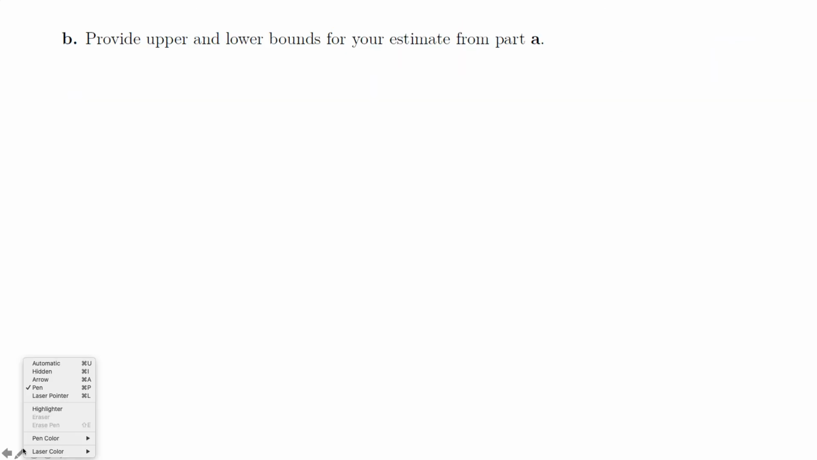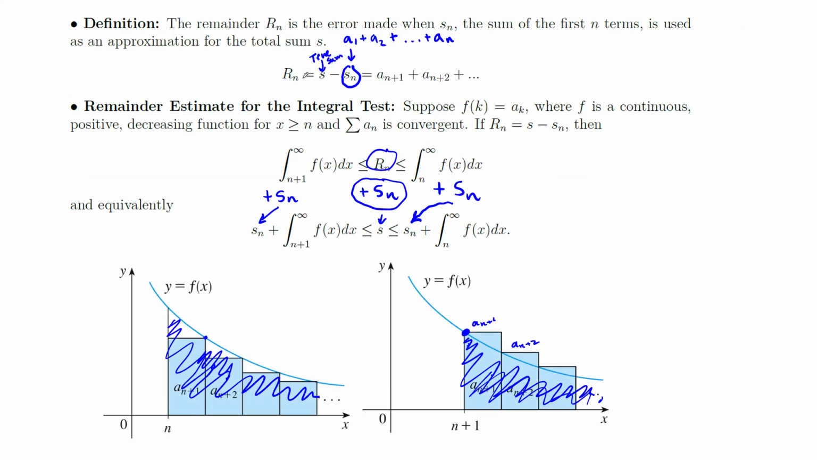All right, so now let's take a look at part B. It says provide upper and lower bounds for your estimate from part A, right? So what's the smallest it could be? What's the biggest it could be? So remember, what we're doing here is we need to get an estimate on how big the remainder is. So if I represent the formula for the terms in our series with a function and I integrate it from n plus 1 to infinity, that's going to be the lower limit of where our remainder is, and then the upper would be integrating from n to infinity.